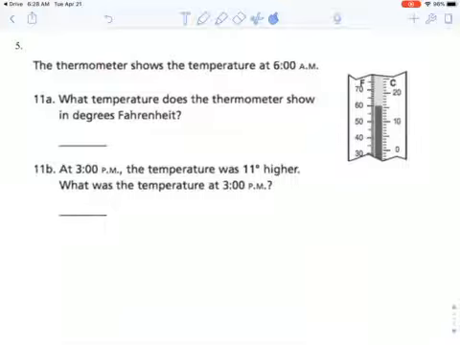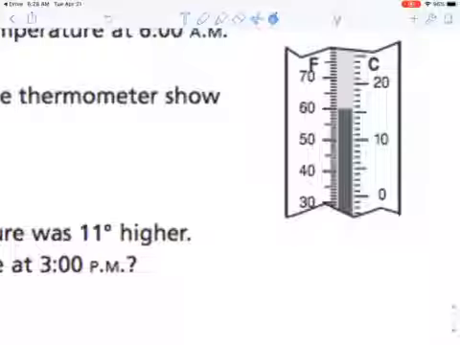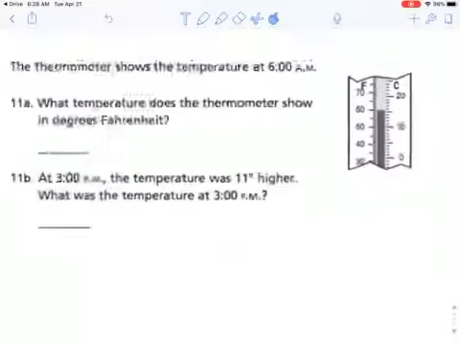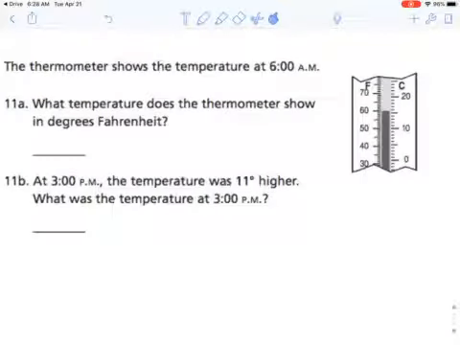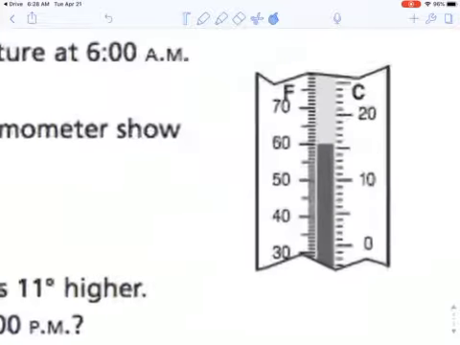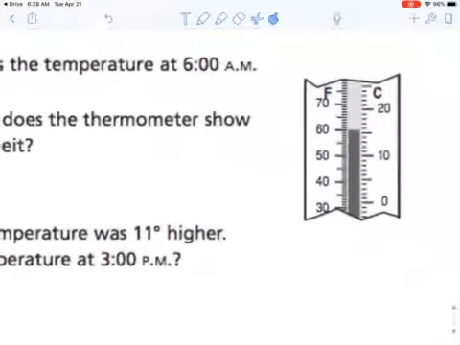Number 11, the thermometer shows the temperature at 6 o'clock a.m. So it's that thermometer right there. Make sure to look at Fahrenheit, not Celsius. What temperature does the thermometer show in degrees Fahrenheit? So this is for 6 o'clock. What's the temperature at 6 o'clock?